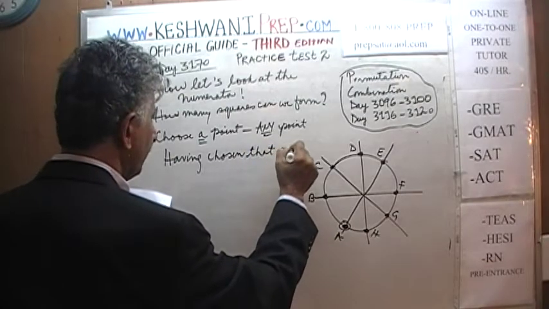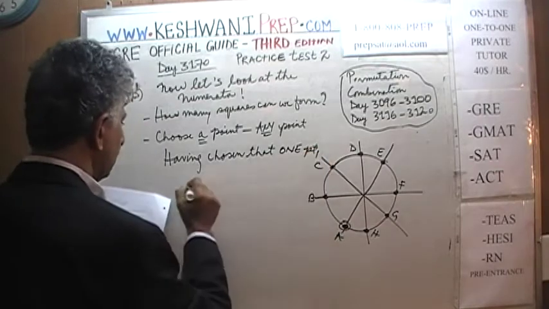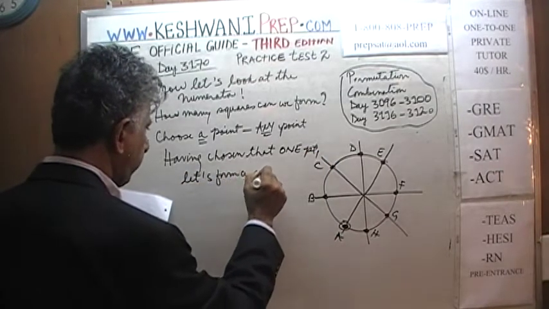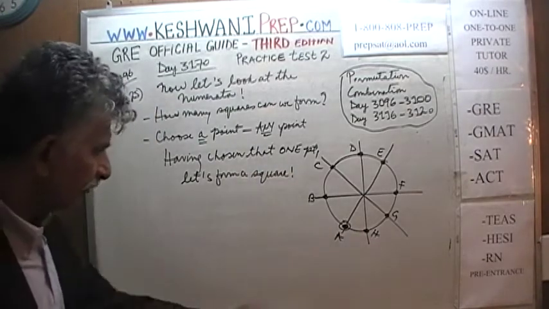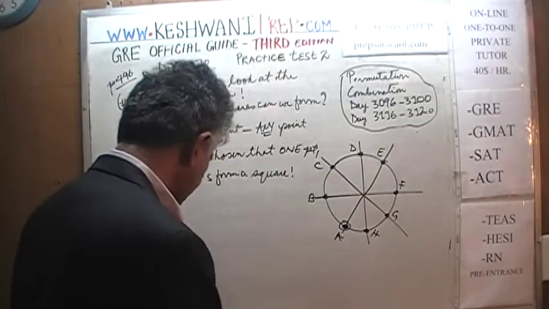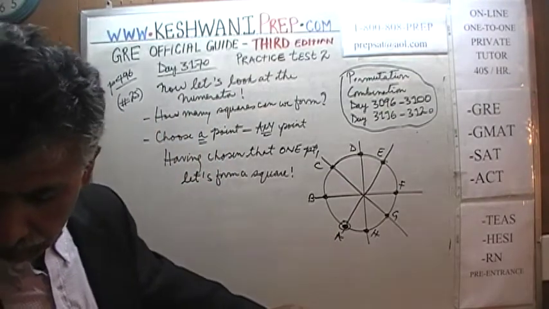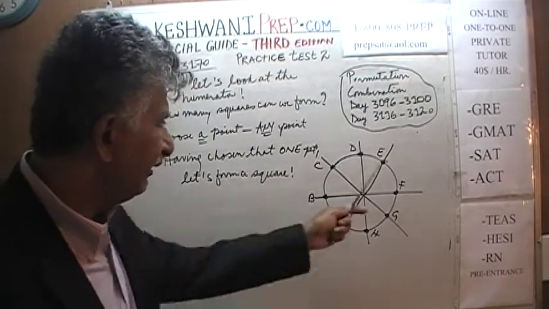Having chosen one point, any point, let's form a square. Watch what happens. How do we choose this point? The answer is at random. We just pick one point out of 8. It has no significance. It could have been any one of these 8 points.